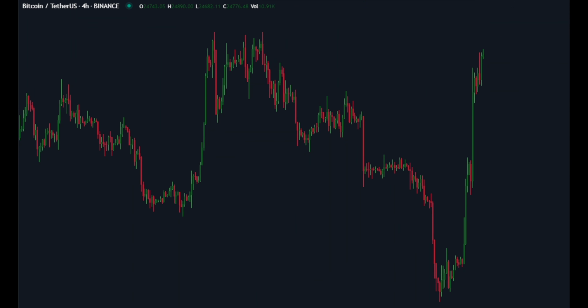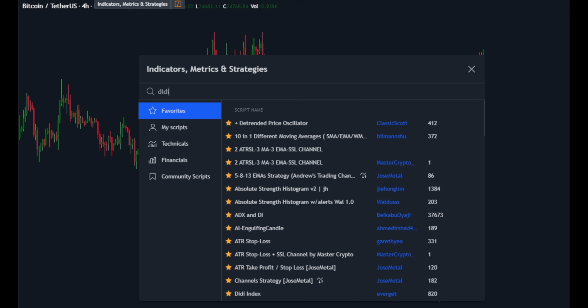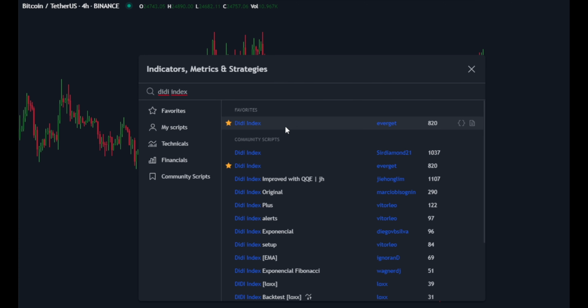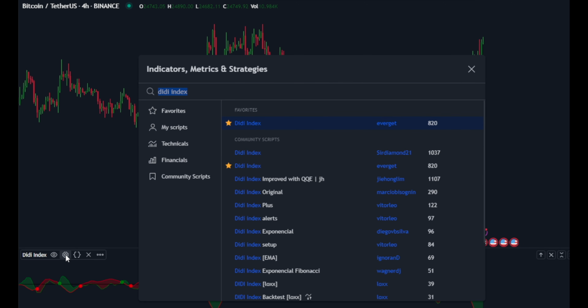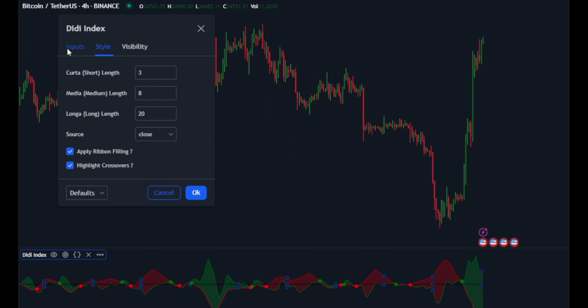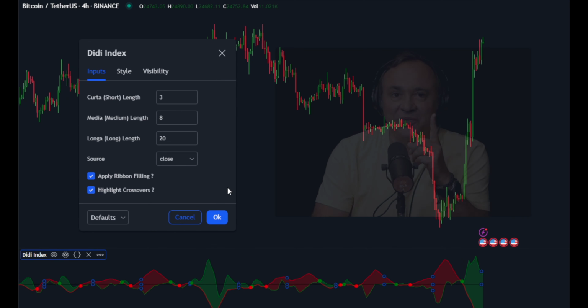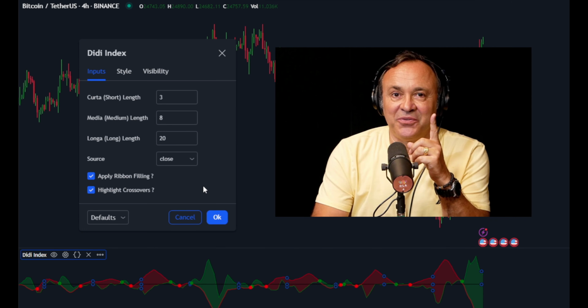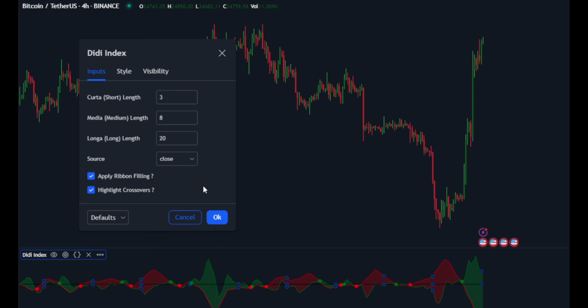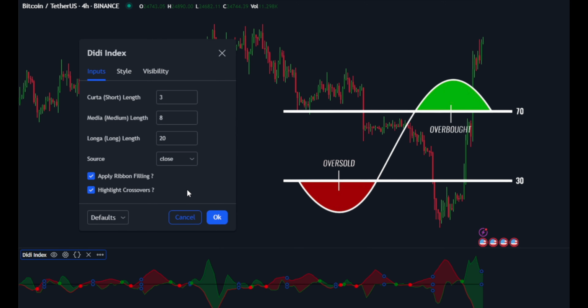The DD Index is a technical indicator used in trading that combines three moving averages and a relative strength index, RSI, to provide signals for potential trading opportunities. The indicator was developed by Brazilian trader Odir Aguiar in the 1990s and is named after his daughter, DD. The DD Index consists of three moving averages, a short-term moving average, a medium-term moving average, and a long-term moving average.